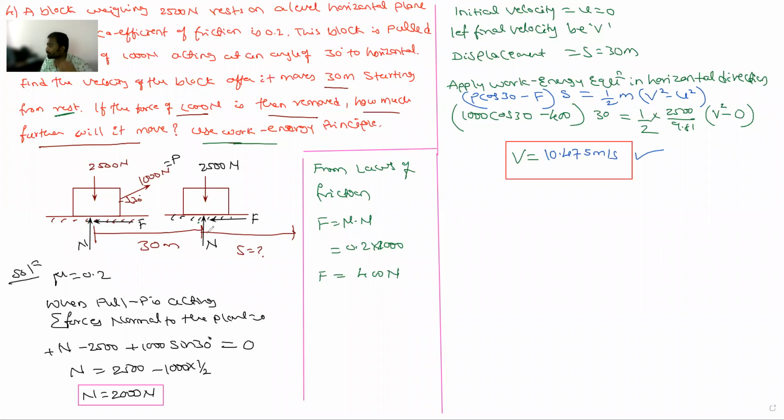Now what is the initial velocity? 10.47 is the initial velocity. Then what is the final velocity? Zero, because after removing the P force, the body goes to rest. The final velocity is zero. Then what is he asking? What is the S value? When the body comes to rest, what is the distance? You have to apply the same work energy equation for the second case.